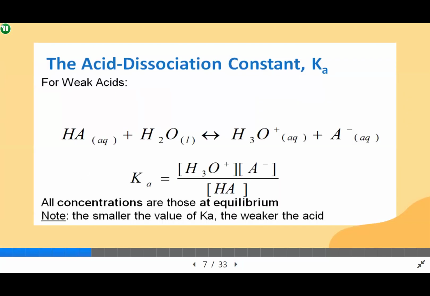Another way we can express the acid dissociation constant is with the formula HA plus H2O yields H3O plus plus A minus, and we get our Ka to be the concentration of H3O plus times the concentration of A minus over the concentration of HA. All concentrations are those at equilibrium. And note that the smaller the value of Ka, the weaker the acid is.